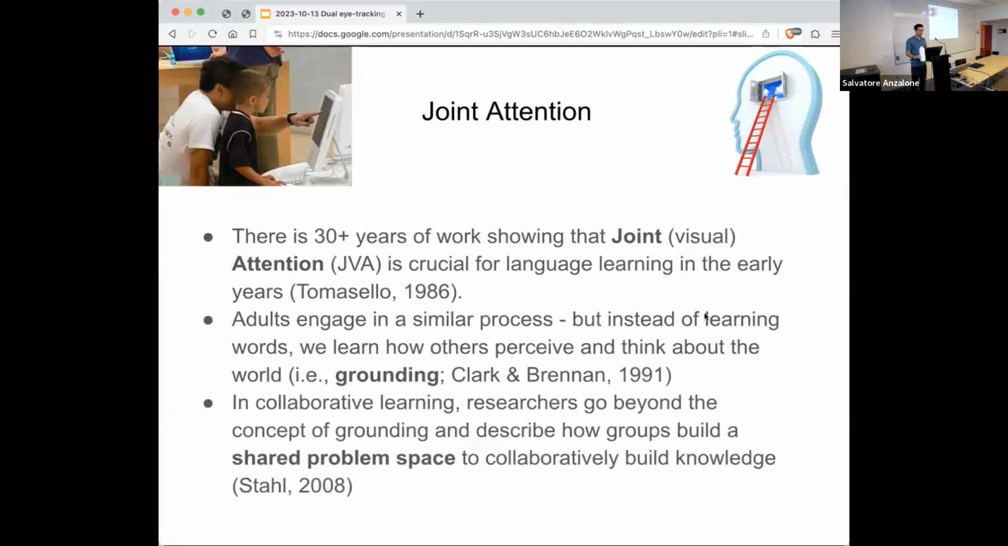In collaborative learning, researchers go slightly beyond this concept of grounding, and they talk about how people build a shared problem space. It's basically a space where people try to build an understanding of the concepts that they're learning. It's a more dynamic space because people don't know what they're talking about, they're learning about it. So they have to constantly update the person they're working with to make sure that they're on the same page. And so for all of those processes, joint attention, and proxy for it, joint visual attention, plays a central role.